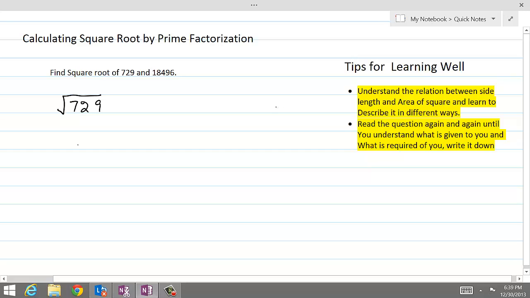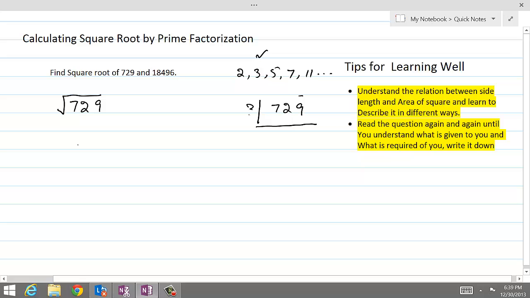of 729. Now 729 is written here, and on the top we can write the first few prime numbers starting from 2, 3, 5, 7 and 11. And we take a look at the last digit of the number for which we want to calculate the square root. If that last digit is even, we can start dividing by 2. If that is not even, we'll skip over 2 and go to the next number, which is 3, and see if 3 will divide 729.